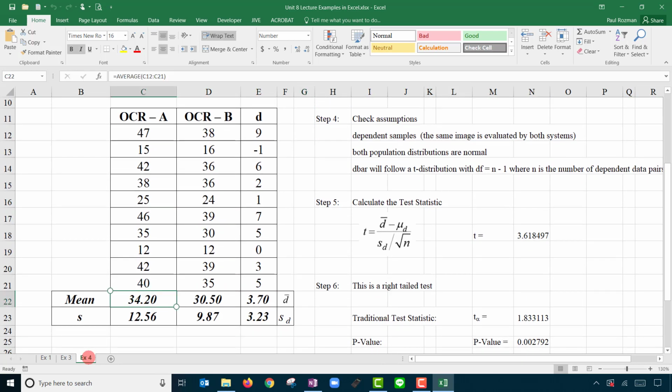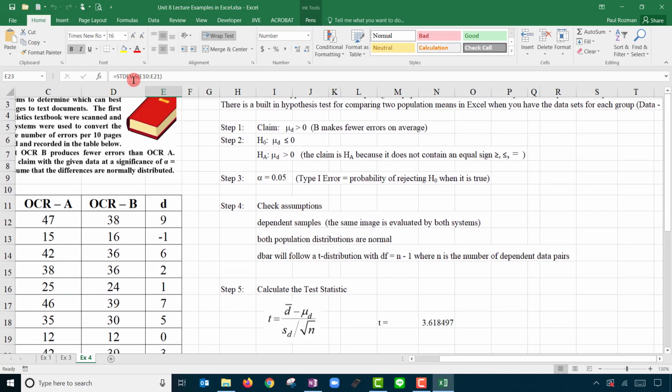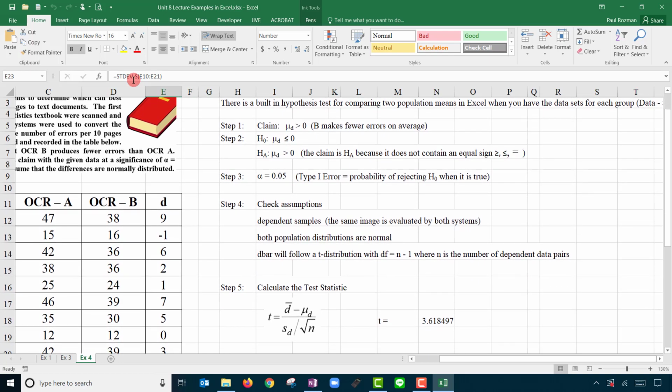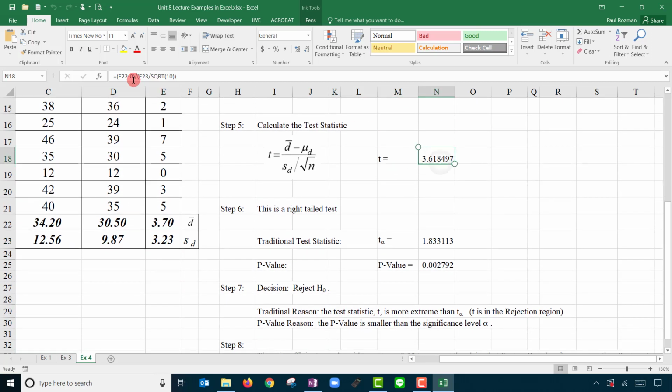I used formulas to calculate the summary statistics, your D-bar and your standard deviation, just so you have this in case you ever want to do one of these again. And basically, I typed it all up here just as we did it. To calculate the test statistic, you basically use your own formula.